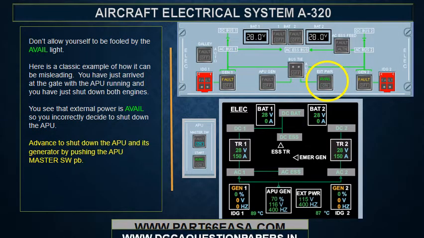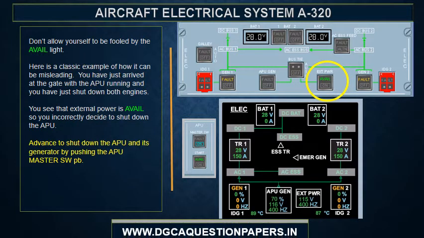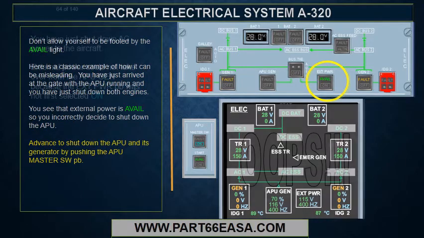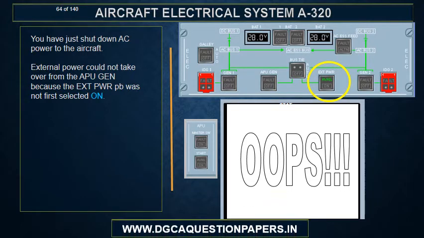Don't allow yourself to be fooled by the avail light. Here is a classic example of how it can be misleading. You have just arrived at the gate with the APU running and you have just shut down both engines. You see that the external power is available, so you incorrectly decide to shut down the APU. Advance to shut down the APU and its generator by pushing the APU master switch push button. You have just shut down AC power to the aircraft. External power could not take over from the APU gen because the external power push button was not first selected on.